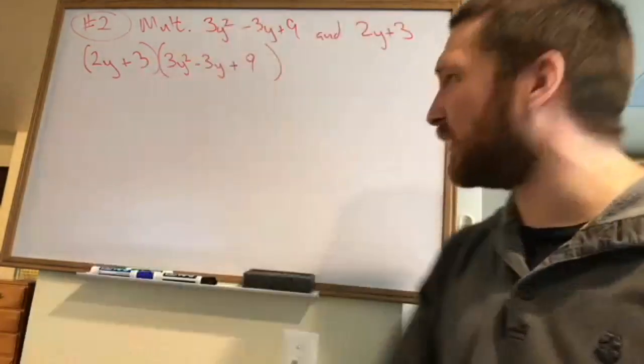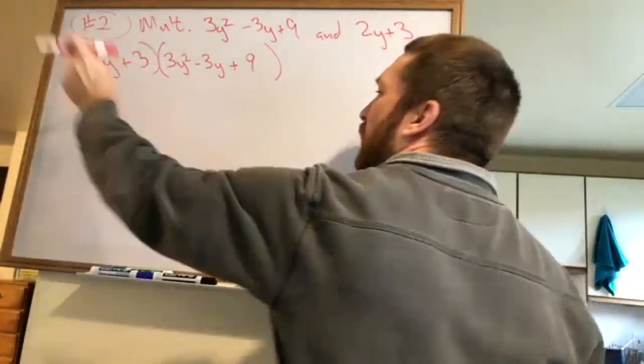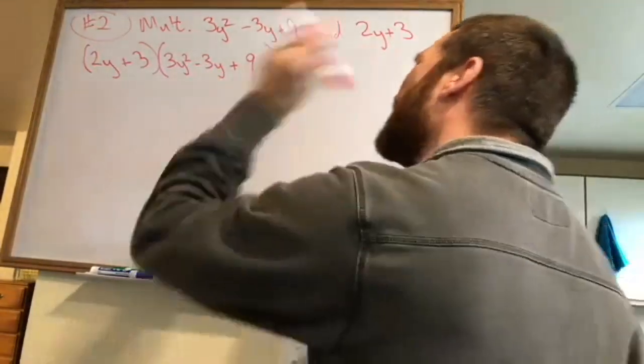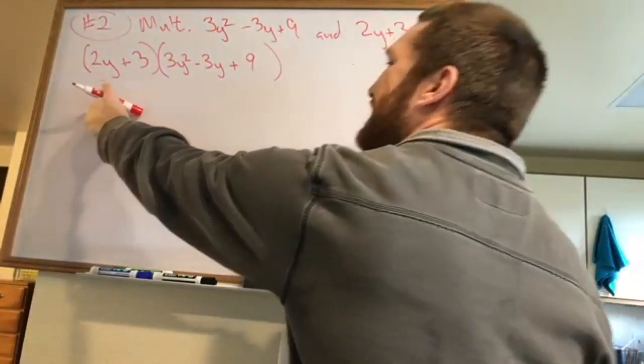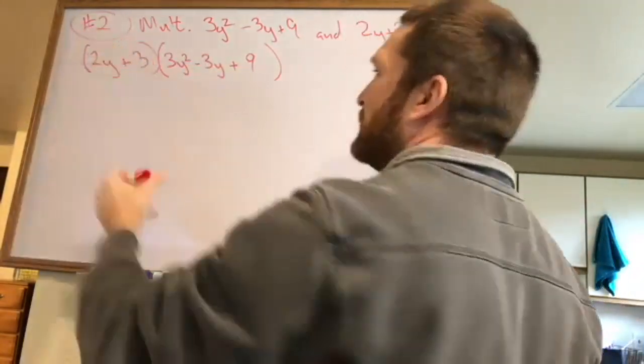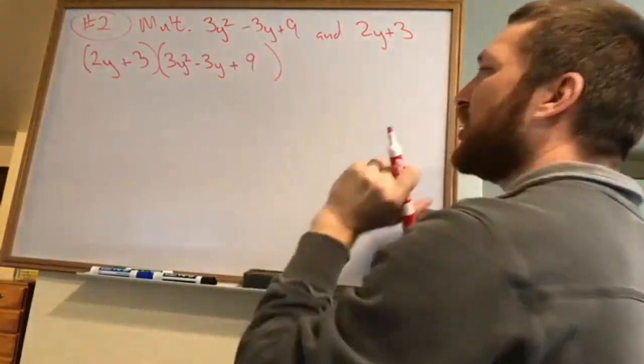I don't even want to get into it. It's the way I like to do it, right? I'm going to put the smaller thing on the left, the bigger thing on the right. I'm going to make sure that I have descending powers of both. So y to the first, y to the 0, good. Y to the second, y to the first, y to the 0, good.